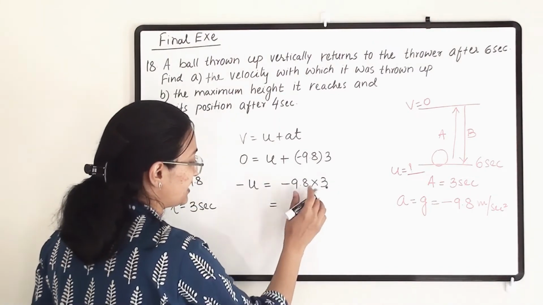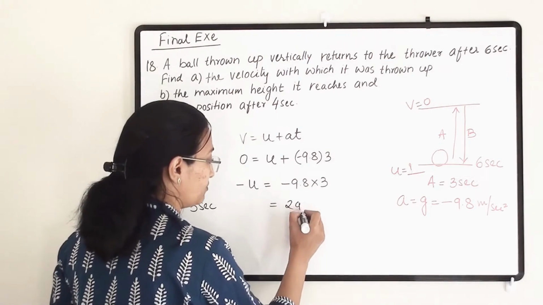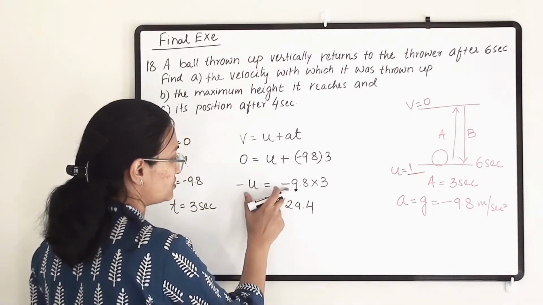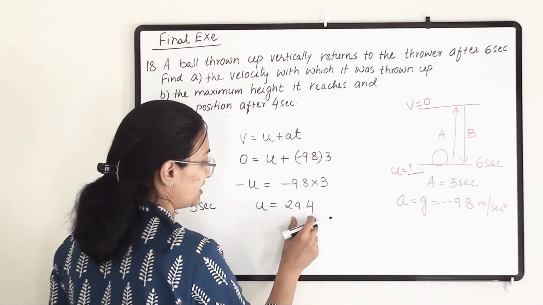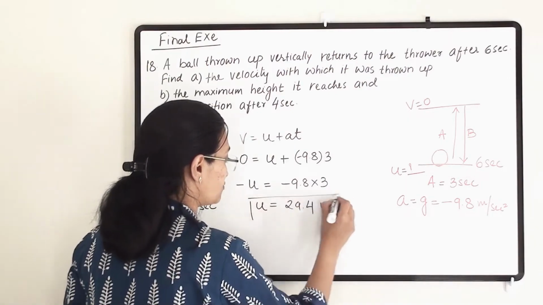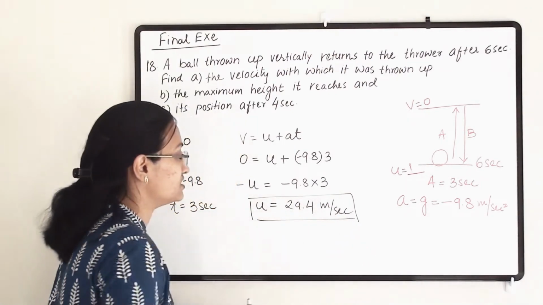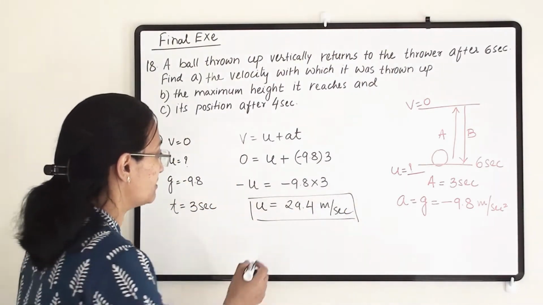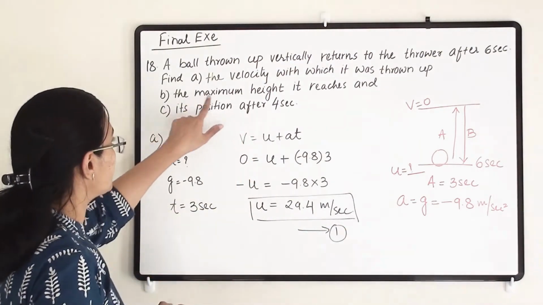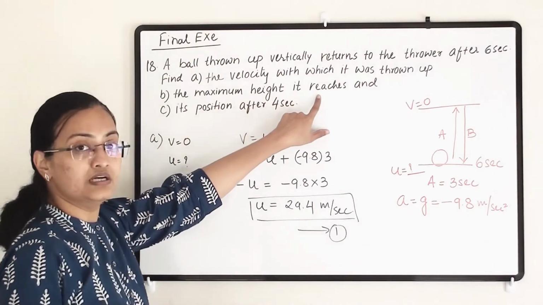When we multiply this, we will get 29.4. So from both sides we are cancelling out the negative sign. So u equals 29.4 meter per second. So this is going to be the initial velocity for the ball. So this is our first answer. Now we have to find the second answer, the maximum height it reaches.